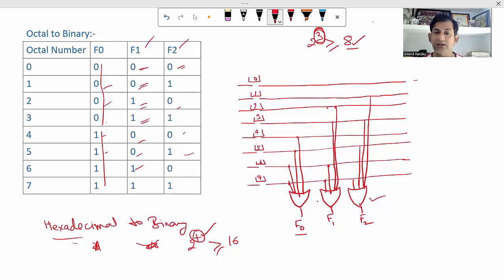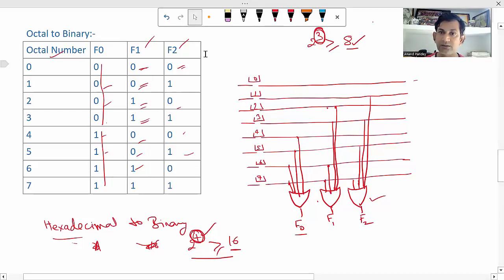And here, the number of input lines means you'll draw 16 horizontal input lines for 0, 1, 2, 3, 4, 5, 6, 7, 8, 9, A, B, C, D, E, F. And there will be 4 output lines as per this rule. And you will draw the truth table like this and join them. Okay, this is all about encoders. I hope the things are clear.